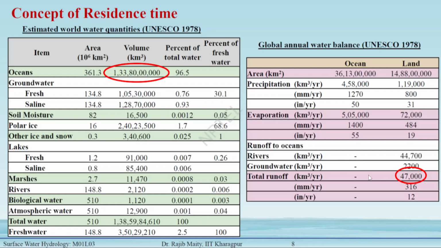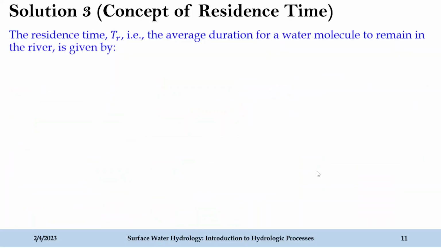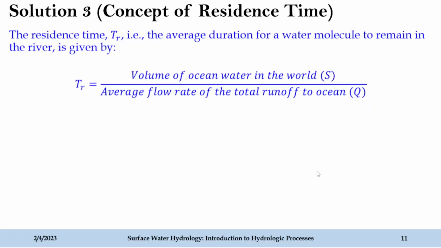So we have added the flow rate from the river and the flow rate from the groundwater, and the sum total is the total runoff, which is 47,000 kilometer cube per year. So keeping the same concept in mind and not forgetting the definition of the residence time, here we need to focus on the volume of ocean water in the world divided by the average flow rate of the total runoff to ocean. So here when we say total runoff, it is accounting both the runoff via rivers and the runoff via groundwater resources.